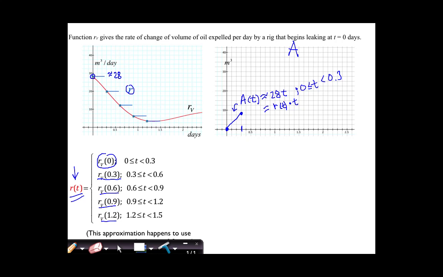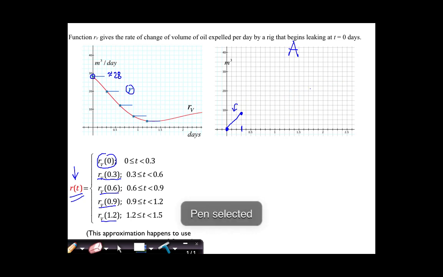Now, I'm going to erase some of this, because after that, if I wanted to know what happens afterward, I'm going to write this in an easier spot. So this section, the rule for it, the function rule, would be about 28t, or r of t times t. Not times 0.3, that would just give me this spot at the end of the graph. This is a formula for that line segment between 0 and 0.3.